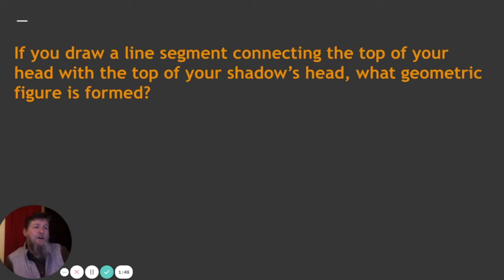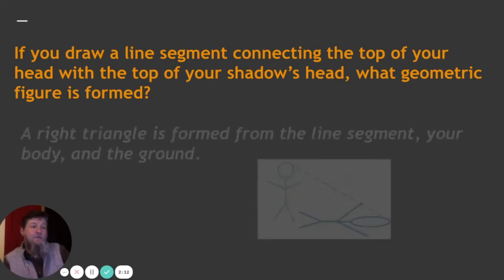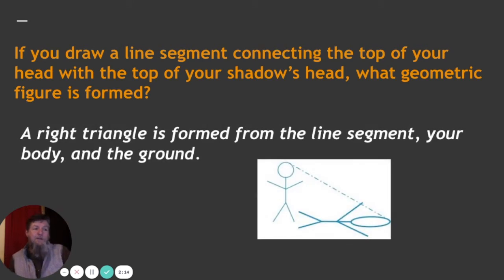If you could draw a line segment connecting the top of your head to the top of your shadow's head, what geometric figure is formed between your body, the ground, and that line segment? What kind of geometric figure is that? Of course, it's a triangle. It's a right triangle, to be quite honest, between the line segment of the body and the ground.